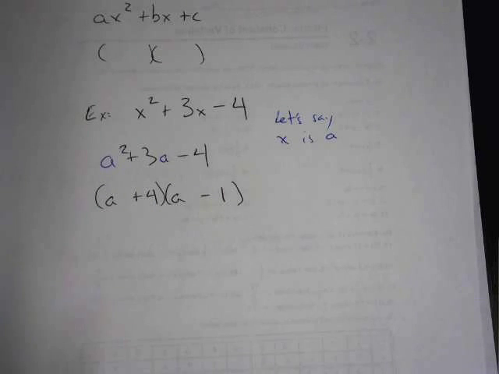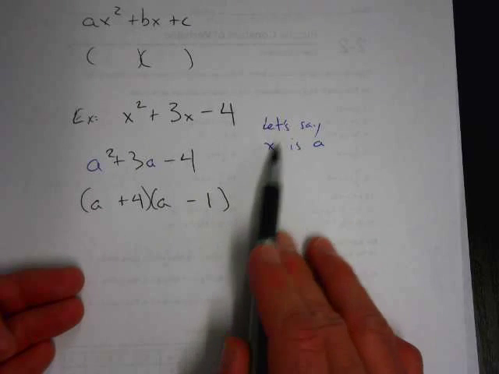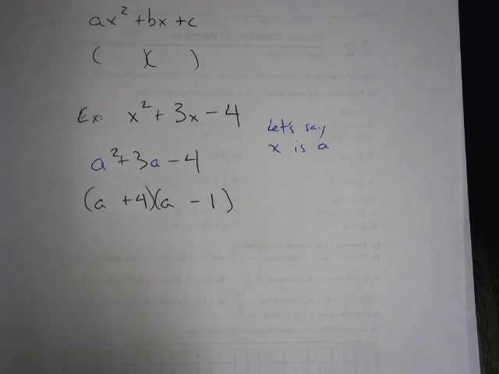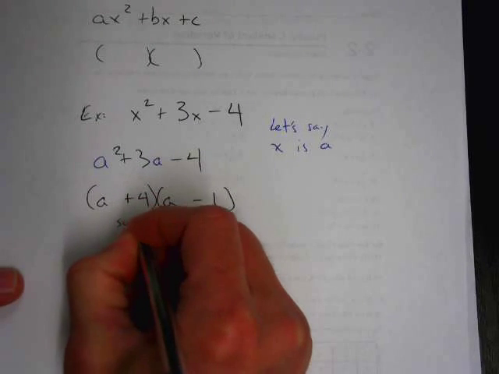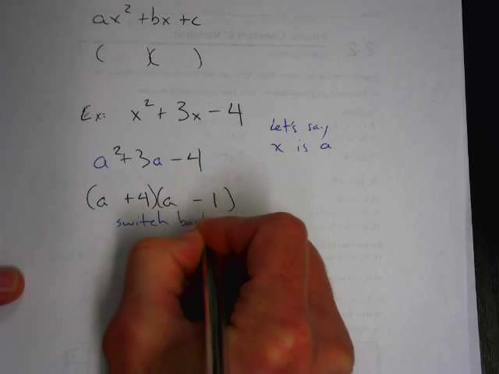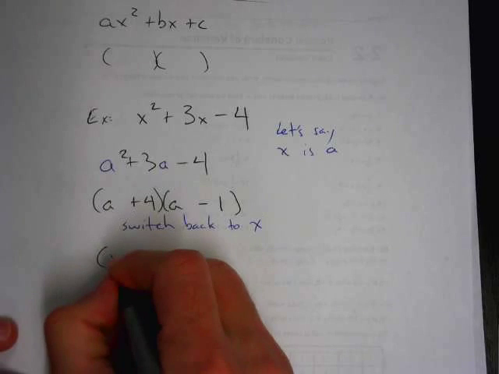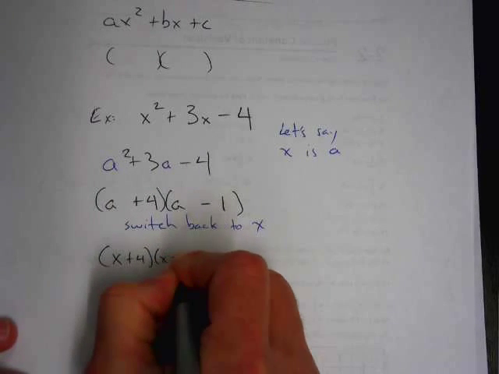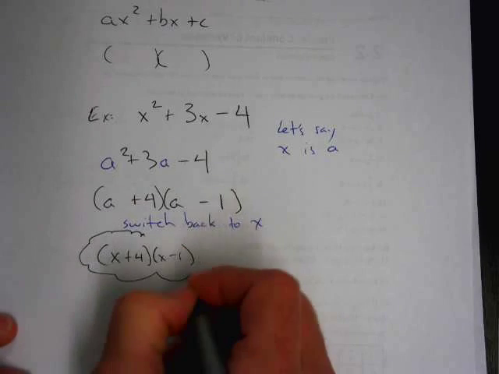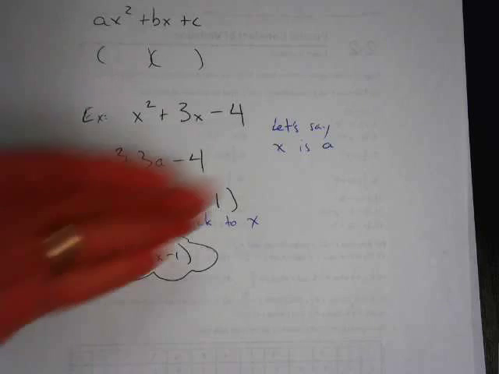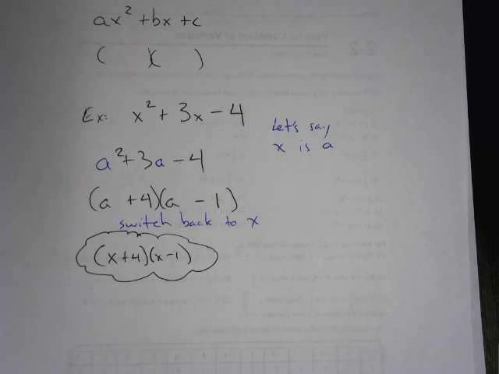But remember what we did. We had said, let's say x is a, and so we changed it. Now we just switch it back, right? So now we can just switch back to x, and then we're good to go. So when we switch back to x, we'll have x plus 4 times x minus 1, and that is our factored expression. There's nothing fancy in that example. I'm just saying we could use substitution in that way because we can work with something else, then just go back to what we said a was representing.